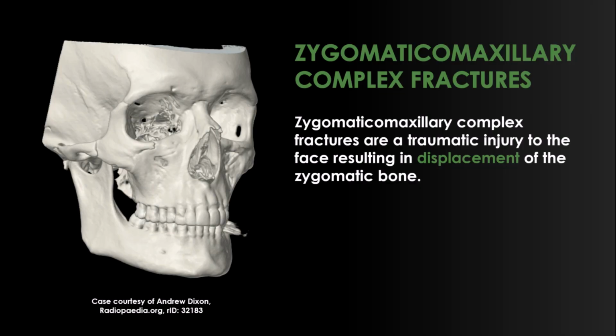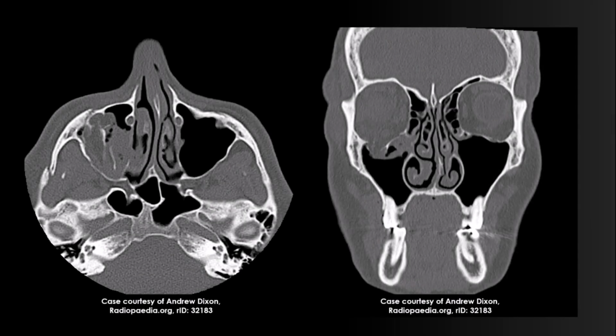This volume rendered image represents a classic case of a zygomaticomaxillary complex fracture. There is a fracture line within the inferior orbital margin at the zygomaticomaxillary suture. There is another fracture line within the zygomatic arch at the temporozygomatic suture. We can see the same injuries in sectional images on the same patient.